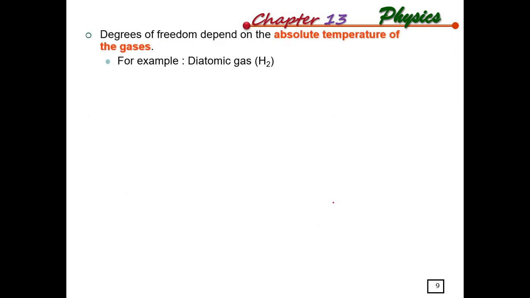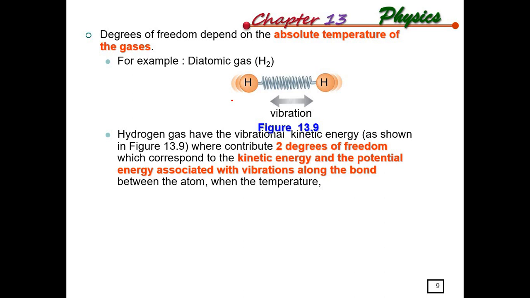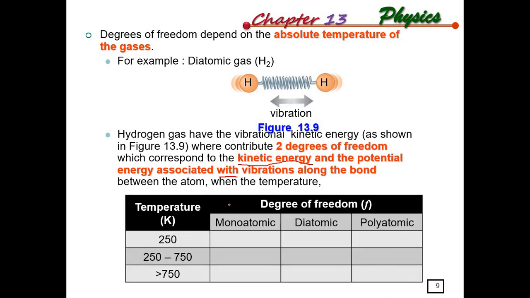Degrees of freedom depend on the absolute temperature of the gas. For example, for a diatomic gas, look at Figure 13.3. Hydrogen gas has vibrational energy, which contributes 2 degrees of freedom, corresponding to the kinetic energy and the potential energy associated with the vibrations along the bond between the atoms.